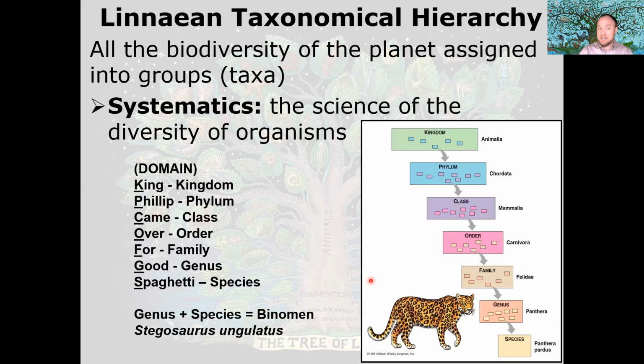One way to remember it is this mnemonic. I always like to make mnemonics. It makes remembering complicated things pretty easy. At the very top, there are domains. We're not going to worry about that. But kingdom, phylum, class, order, family, genus, species. The way my biology teacher taught me to remember it: King Philip came over for good spaghetti, or greasy spaghetti.